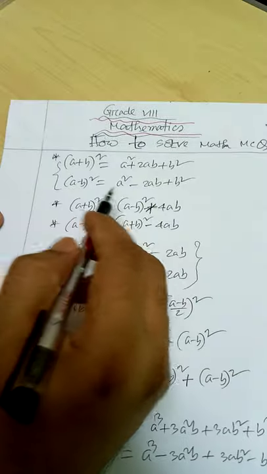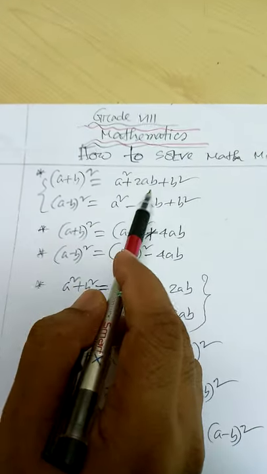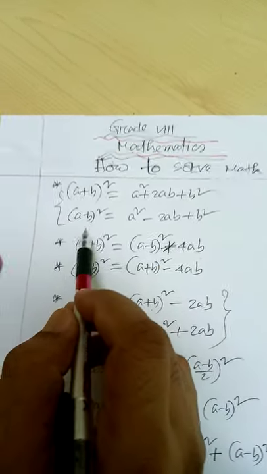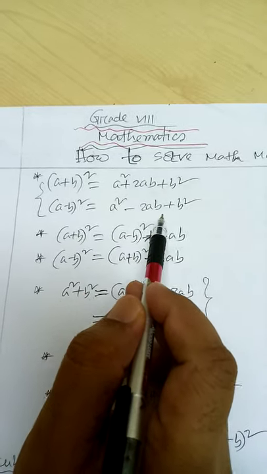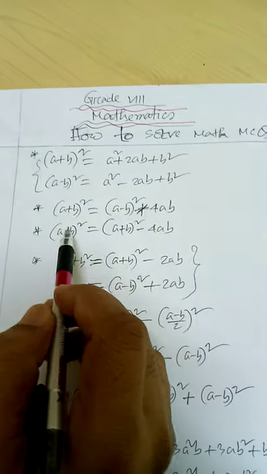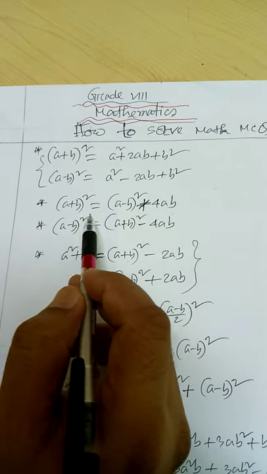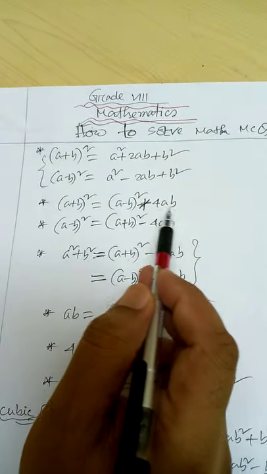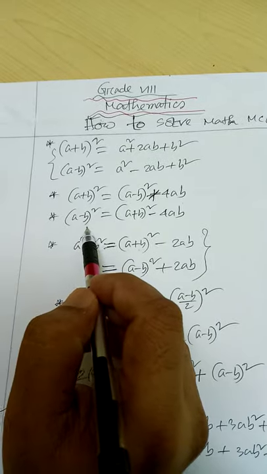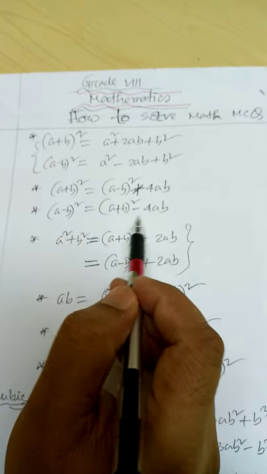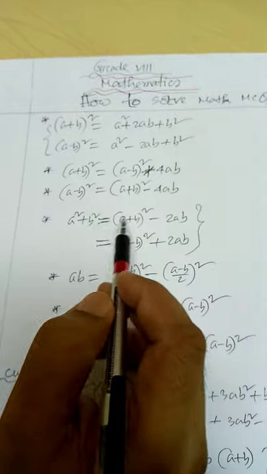(a + b)² = a² + 2ab + b². (a − b)² = a² − 2ab + b². Again, corollary formula: (a + b)² = (a − b)² + 4ab. (a − b)² = (a + b)² − 4ab.